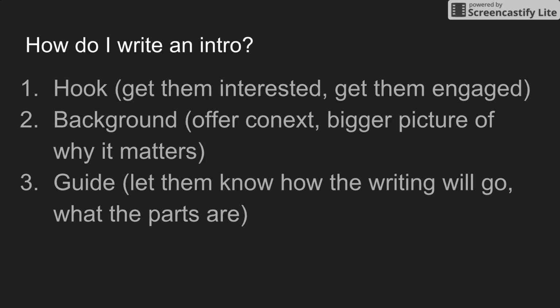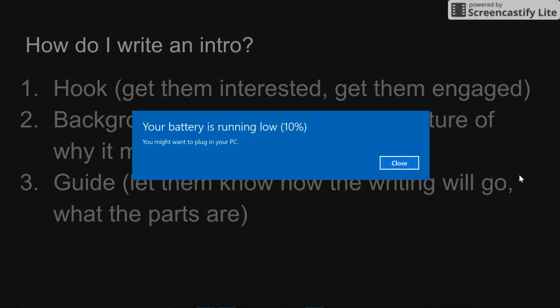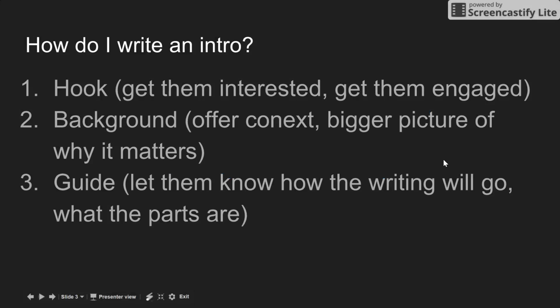So how do I write an introduction? First, you're going to start off with a hook. Get them interested, get them engaged, because nobody's going to want to read something if the hook isn't very interesting. Give them some background info, offer some context, the bigger picture of why it matters, which is really important because after you hook them in, they're going to want to know more information. So you're going to want to give them a little bit of extra stuff. Then you finally want to guide your readers. Let them know how the writing will go and what parts are.